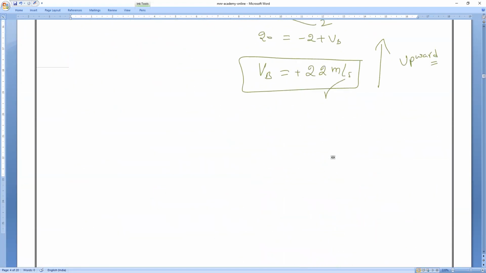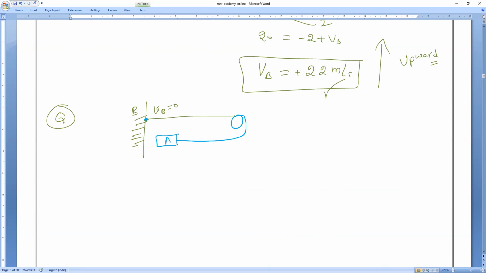There is a question asked in JEE Mains and NEET, a similar question. Imagine there is a rigid, fixed surface. One end of the string is attached to the wall. So what is the velocity of this point? Anybody can tell? It is attached, it is not mobile. And there is a pulley here, and there is another body which is A.